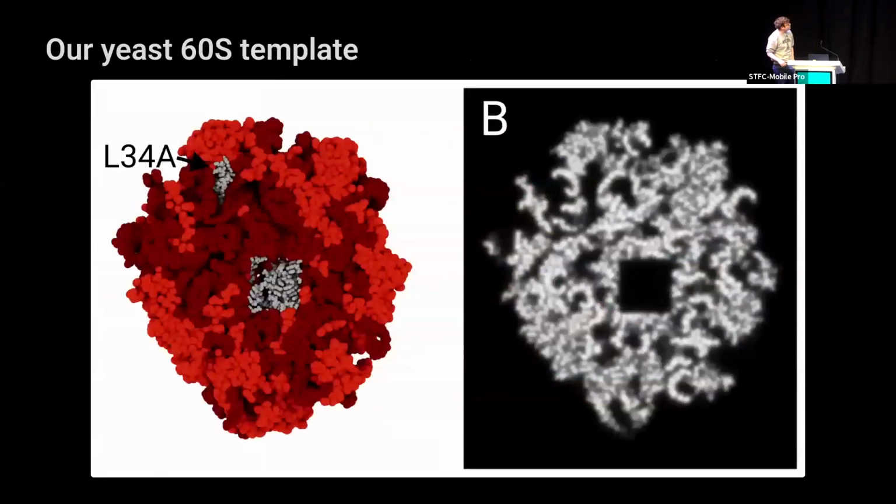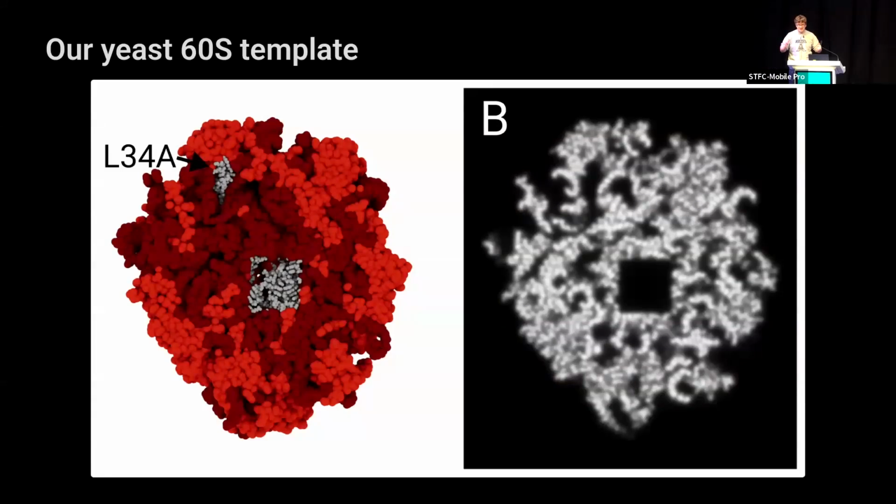So we adapted this idea for this project. The template we prepared for 2D template matching is of the 60S subunit of the yeast ribosome, and we omitted two parts of that template. For one, we omitted subunit L34A, which is at the periphery. And we cut out a box where we removed all the atoms within a central cube with a side length of about 40 angstroms. If we look at a slice through the density, the ribosome has a huge hole in the middle. Nothing is there.